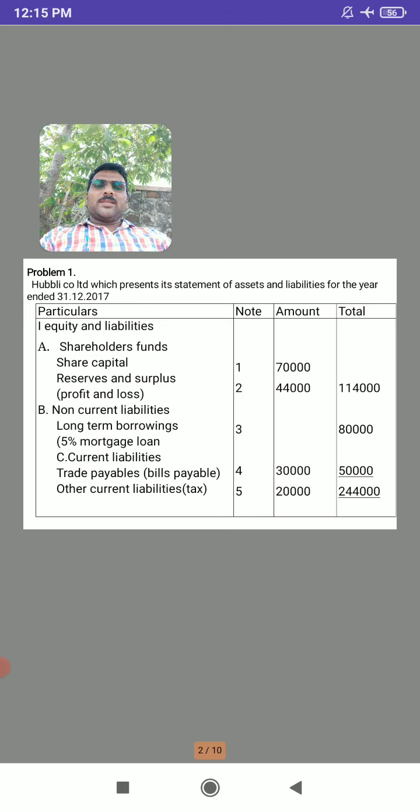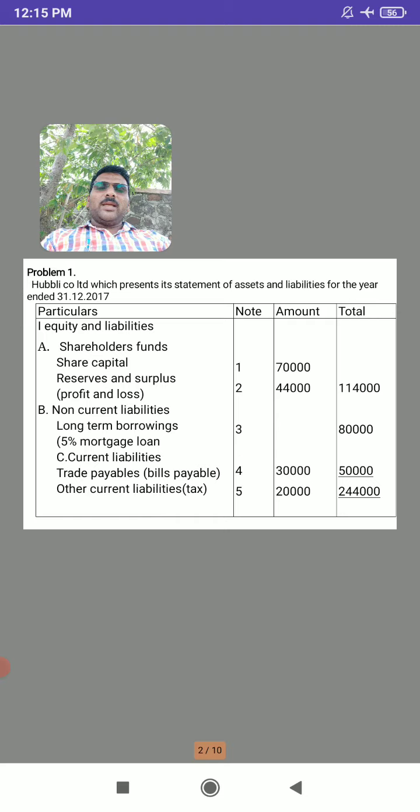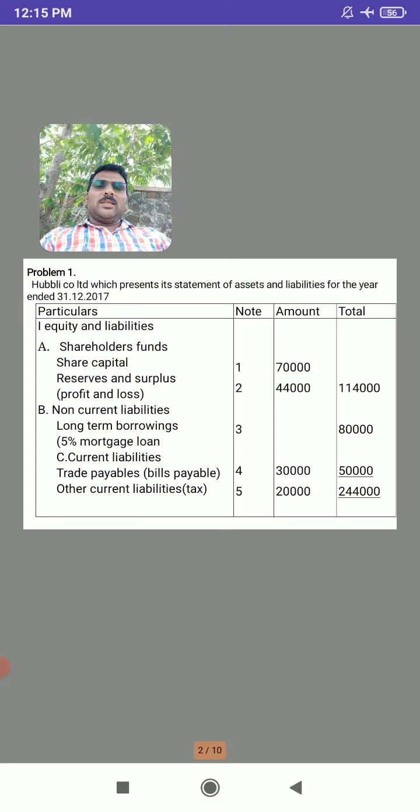Next, non-current liabilities. Under non-current liabilities, long-term borrowings, that is note 3, and under this a 5% mortgage loan, so the total amount is 80,000. And next, current liabilities. Under current liabilities, trade payables includes bills payable under note 4, 30,000 is given, and other current liabilities, that is tax, under note 5. So the total current liabilities are 50,000, and the total liabilities are 2,44,000. This is also a vertical balance sheet.